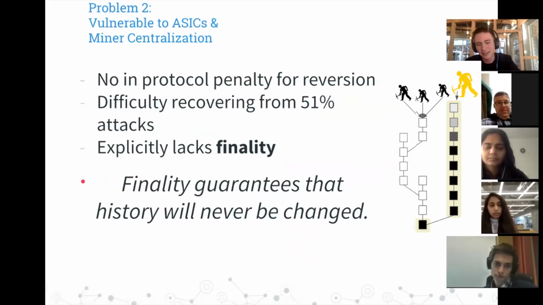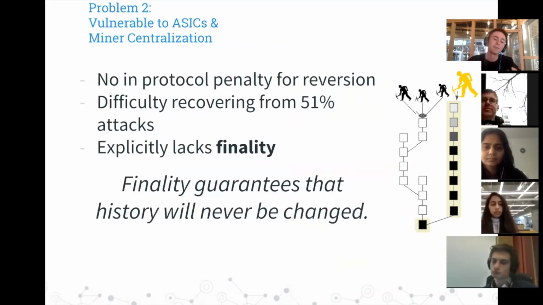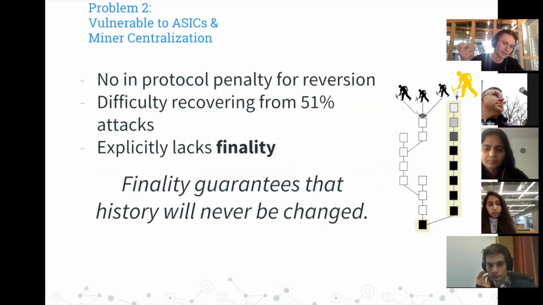And so what we want is an in-protocol penalty for reversion rate, some kind of thing that will discourage this behavior. Outside of that, there is of course a penalty for mining on this chain because you have to expend a lot of work, but it's not an in-protocol thing. This is an extrinsic resource. It's also difficult to recover from 51% attacks.